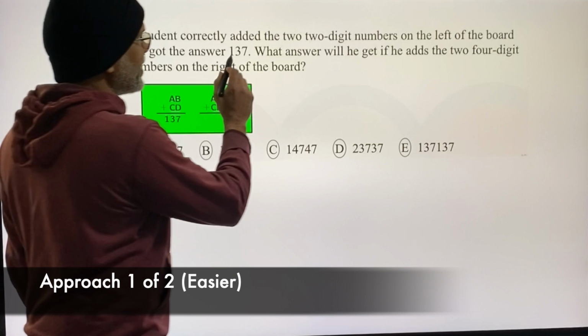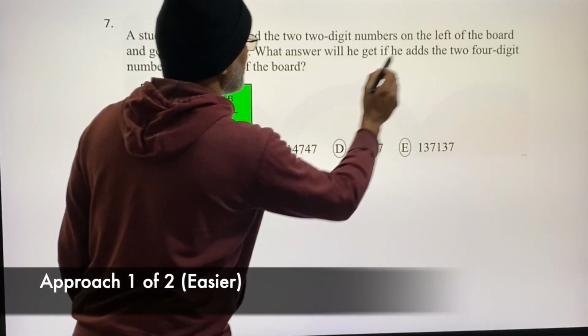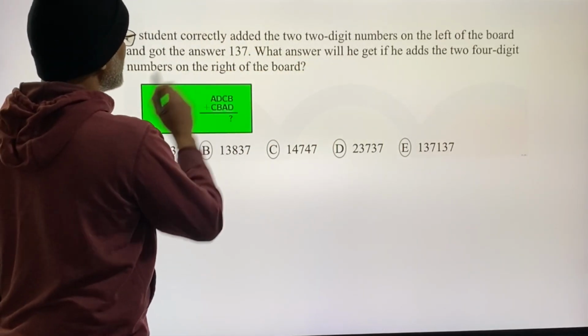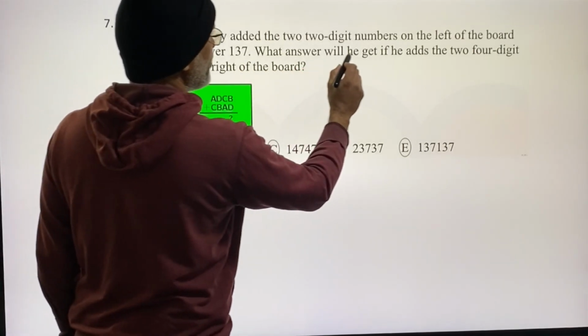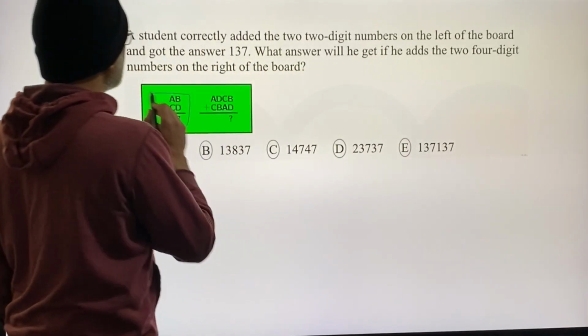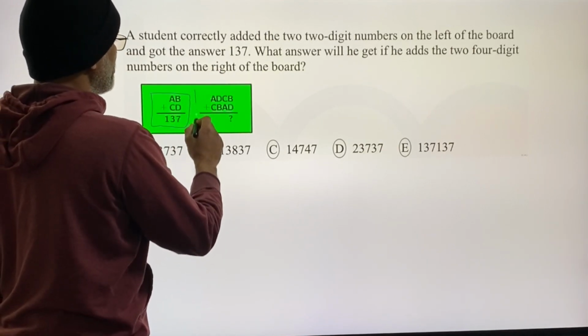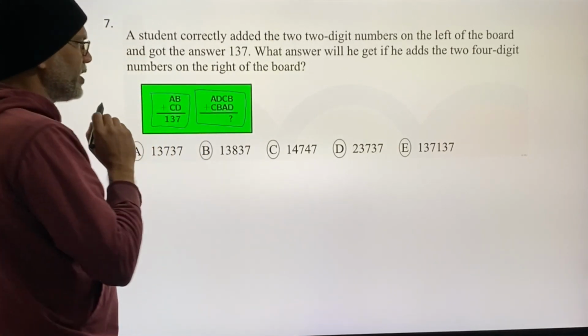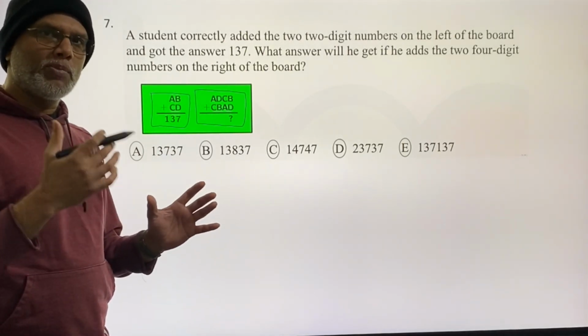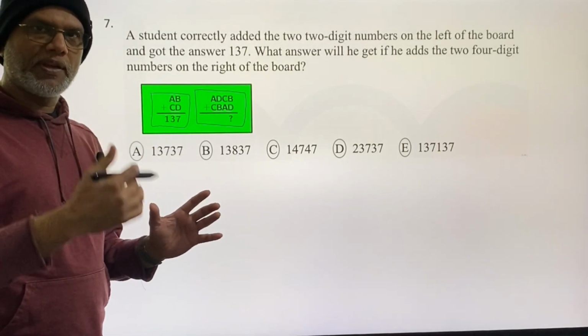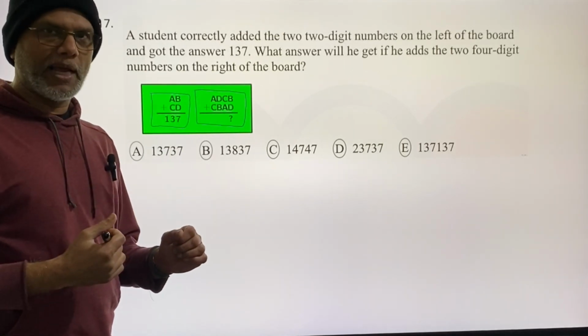A student correctly added two two-digit numbers on the left of the board and got the answer 137. Alright, so that is this. What answer will he get if he adds the two four-digit numbers on the right of the board? Okay, so what will be the value of this? We can solve this problem using the place value, but that will be a little bit more difficult. So let me first give the easier approach.